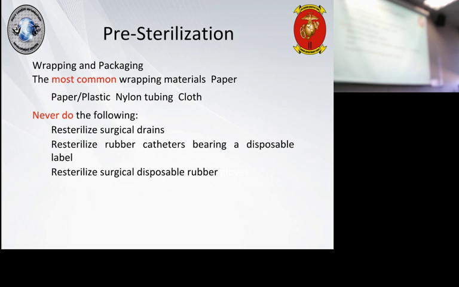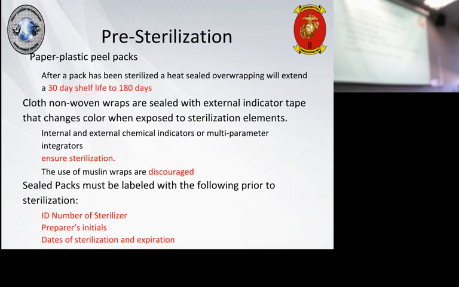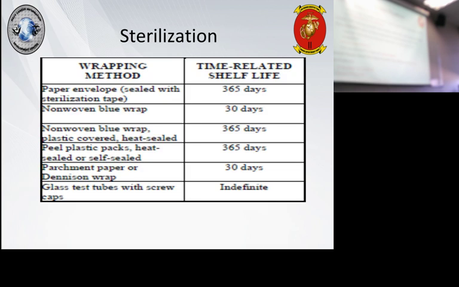Pre-sterilization, you have to worry about wrapping and packaging, to put it in the correct machine. Different types of packs, how long the shelf life is: 30 to 180 days, so 1 to 6 months for paper plastic peel packs. Different types of packs, the cloth ones, the seal packs. And here's the whole chart that lays that out as well.